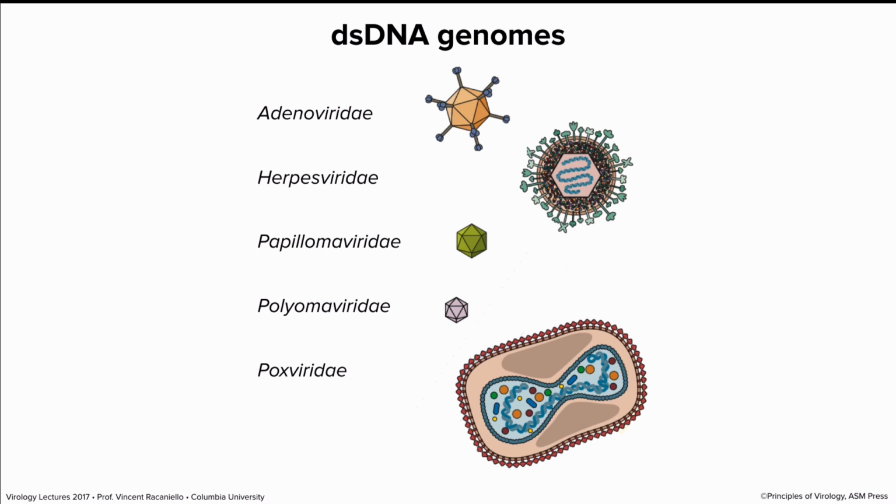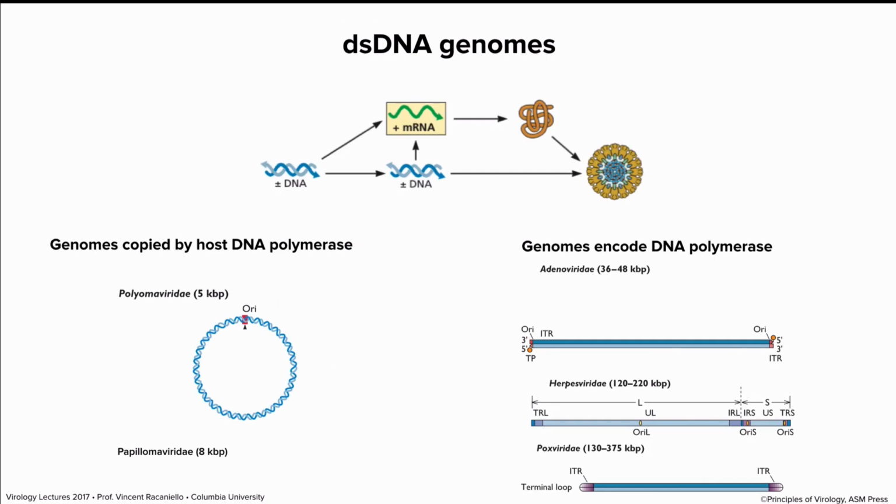Polyomaviruses are related to the papillomas. They're also small double-stranded DNA containing viruses, which have played a huge history in our understanding of how viruses cause cancer. And then this big one down here is a pox virus. Smallpox virus looks like this. These are huge, what we thought were huge viruses, 250,000 base pair genomes, but it turned out they weren't very big at all. So those are the double-stranded DNA genomes.